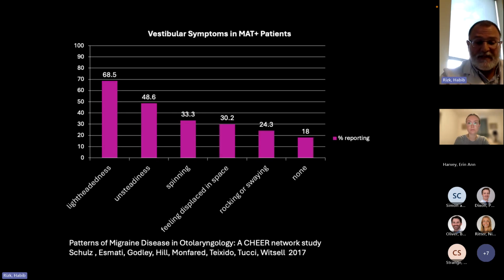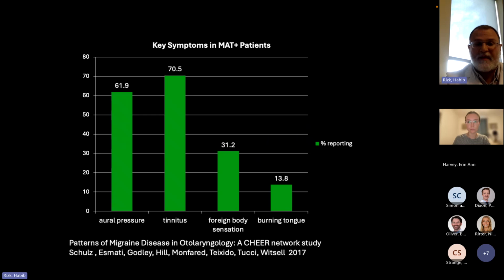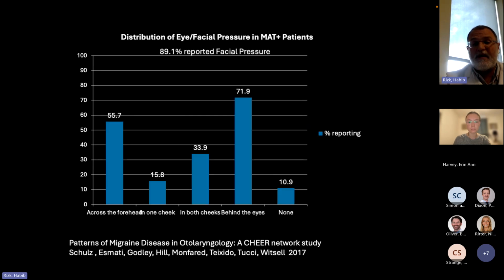And then when they looked at the vestibular symptoms themselves, lightheadedness topped the chart. About two-thirds of patients had it. 50% had unsteadiness. One-third of those patients had a spinning sensation. They didn't specify in the study whether it's an internal or external vertigo. 30% had a feeling of displacement in space, and 24% had rocking or swaying. They also had a high prevalence of aural pressure, fullness in the ear, tinnitus, a foreign body sensation in the throat and in the ear, and burning tongue syndrome. And they also had a wide distribution of that sinus pressure that could exactly mimic what a sinusitis would look like.